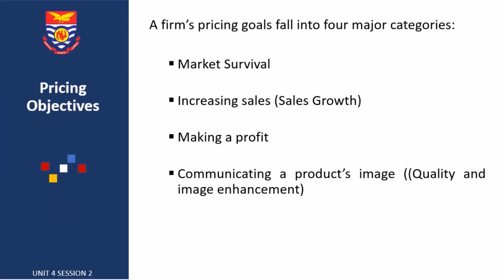Pricing objectives. Before any marketer could give a price to a product, it comes with an aim, what the firm hopes to achieve in the foreseeable future. A firm's pricing goals fall into 4 major categories. We have market survival, increasing sales or sales growth, making a profit, which is everyone's goal, and communicating a product image, that is the quality and image enhancement. We will take them one after the other.